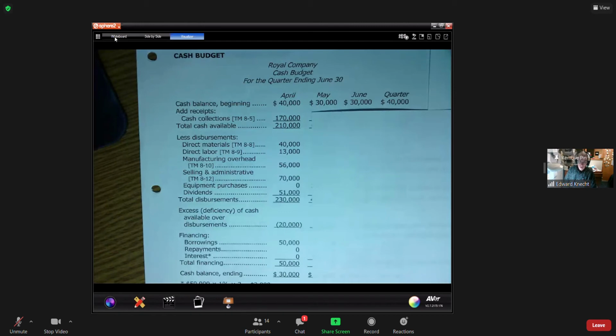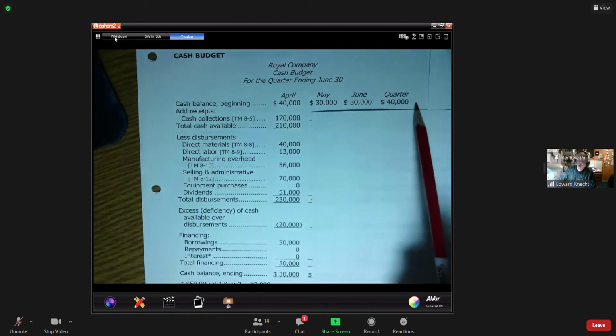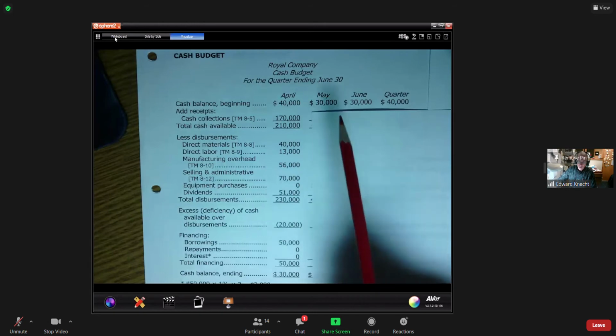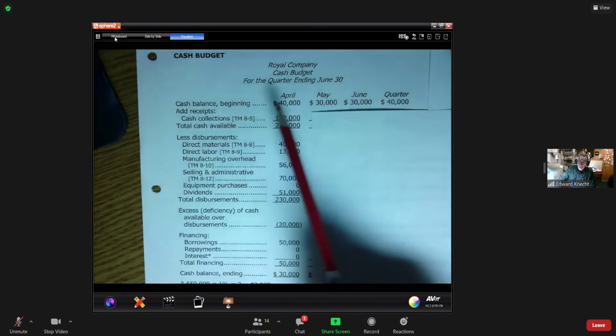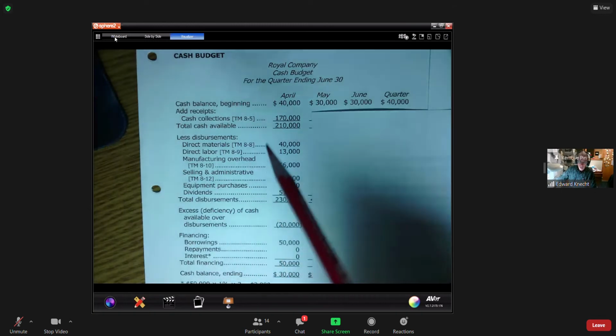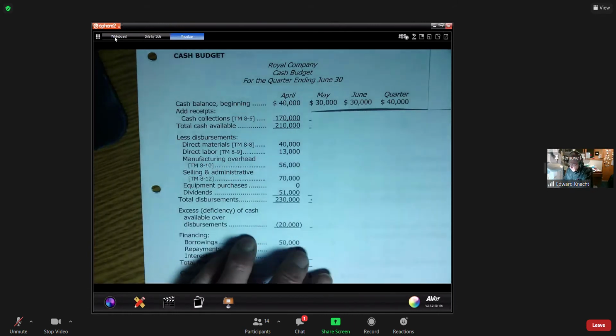People make mistakes with this budget all the time. So I try to point out the areas where this is one of the big mistakes. They just add everything across, because a lot of these you are just going to add across, but not the beginning balance for the quarter, not the ending balance for the quarter. This is the cash balance ending April 30th. Well, that's not going to be the end of the quarter, is it? We have to work our way to the end of the quarter.